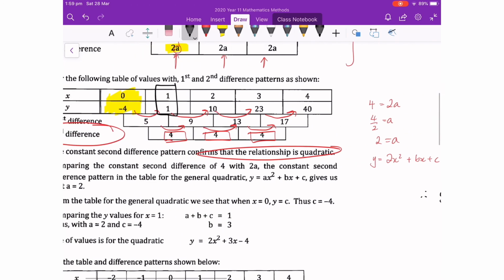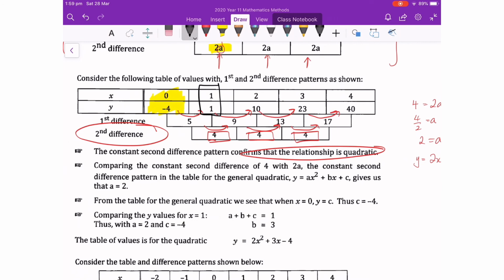Alright. Now, I'm going to stop the video now. I'm going to make another part to show you another example without all these notes, and show you how it would go if you had to work out the difference patterns individually on your own. So go check out that video straight after this one.